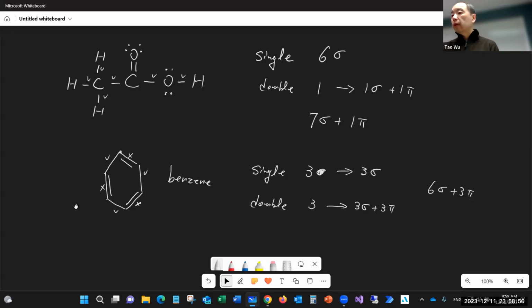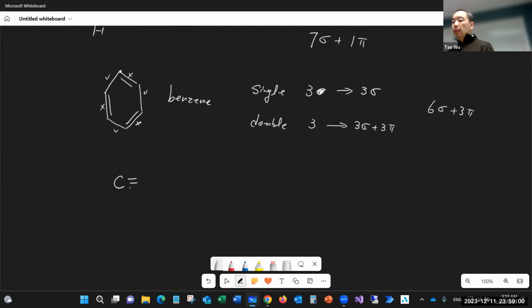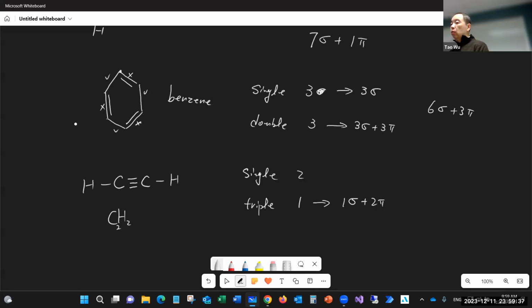Okay. And don't forget triple bonds. This is called an alkyne. How many sigma and how many pi does it have? This does not have a double bond, but it has a triple bond. Single bonds, it has 2. Triple bonds, it has 1. So 1 triple bond means 1 sigma plus 2 pi, and 2 single bonds mean 2 sigma. So in total, this has 3 sigma plus 2 pi.